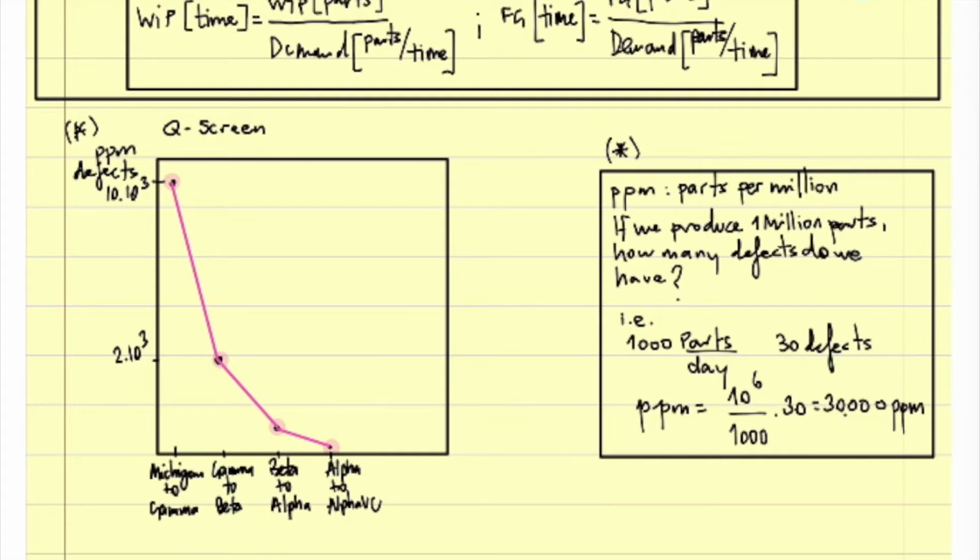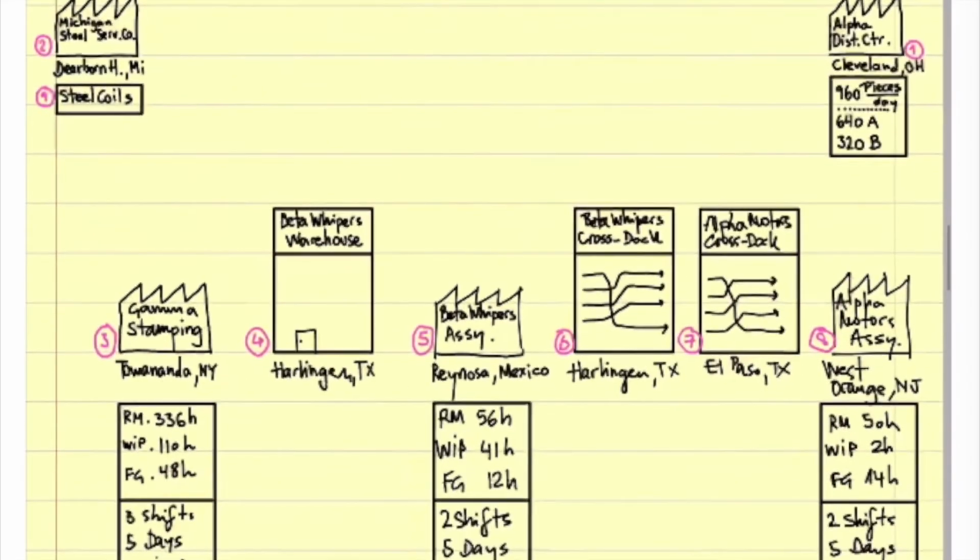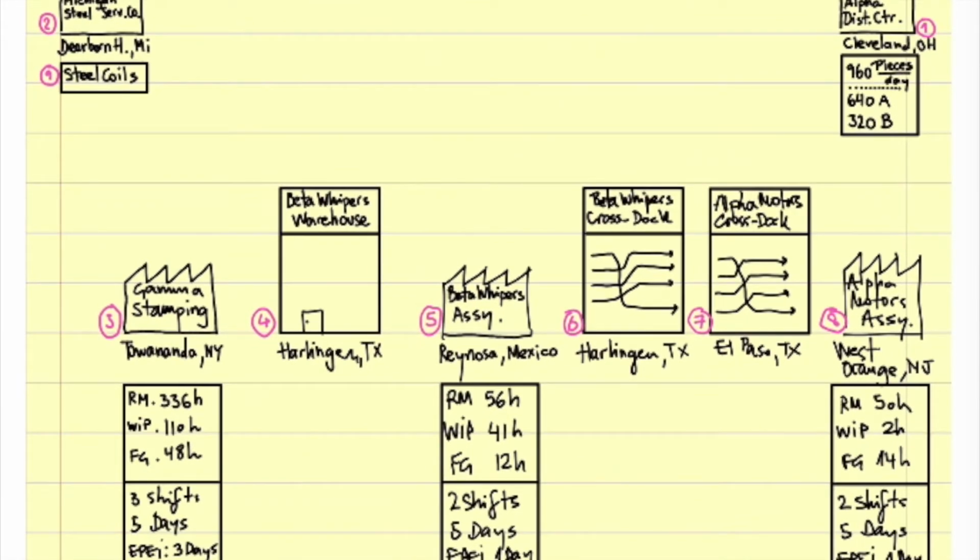Okay, and why do you think that we have the process Michigan to Gamma with the most quality problems? Why is it? Looking at this picture, the current state, why is it that in this relationship we have the biggest number of parts per million? And here in this relationship we almost have nothing. So this is the important question.